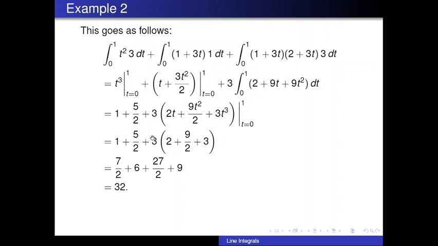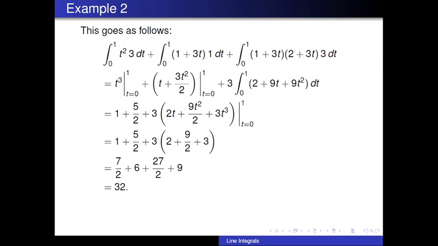And so what do we get? 3 outside times the quantity 2 plus 9/2 plus 3. And if we multiply through by 3, we get, let's see, well, first we've combined 1 and 5/2, which gives us 7/2. And then 3 times 2 is 6. 3 times 9/2 is 27/2. And 3 times 3 is 9. And if we add all of these together, we get the number 32.